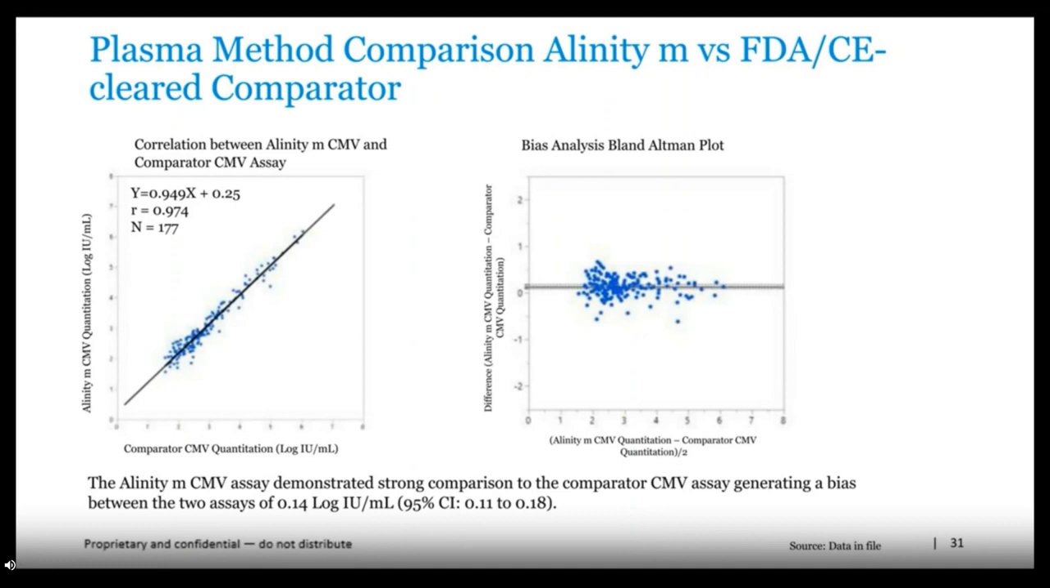And then finally, in terms of looking at some of the performance of the Alinity M assay, it was compared with another FDA CE marked comparator assay. And the Alinity M CMV assay demonstrated a strong correlation and agreement with the comparator assay, and again a bias of 0.14 log international units per mil when the Alinity M assay was compared to another FDA cleared assay for the same purpose.